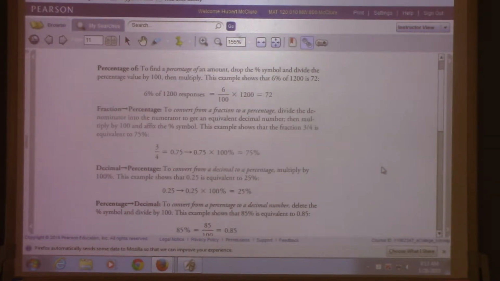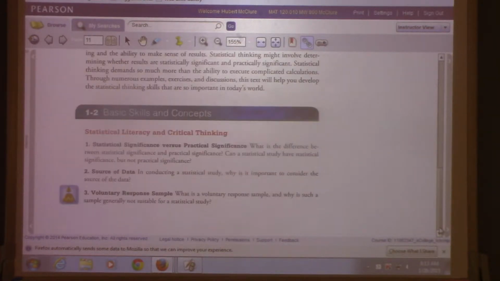All right, make a note about page 11. Make sure that you review fractions, decimals, and percents. Make sure you can switch from a fraction to a decimal, from a decimal to a fraction, or a decimal to a percent, or a fraction to a percent. Make sure you can do that. Make a note of that. That's on the top of page 11.